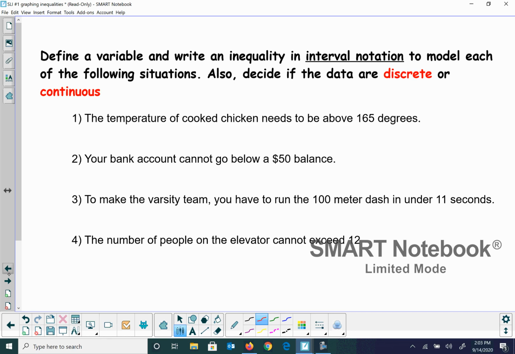Let's see. Define the variable, write it as an inequality and in interval notation. Model each as the following situation. Also decide if it's discrete or continuous. Discrete means I would go point to point to point. Continuous would mean I would have values in between.